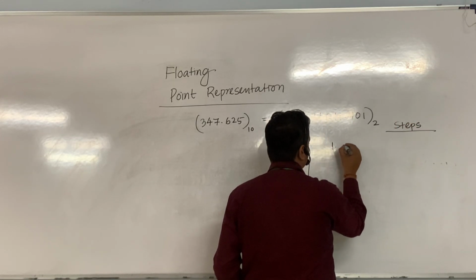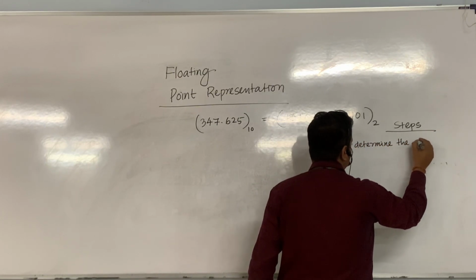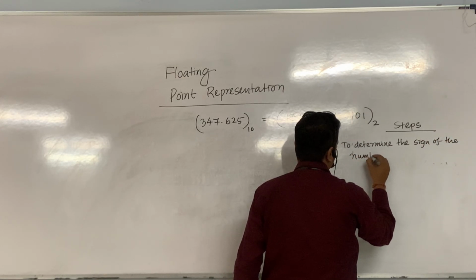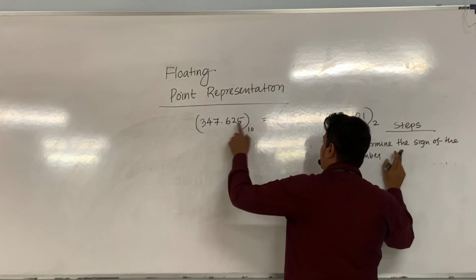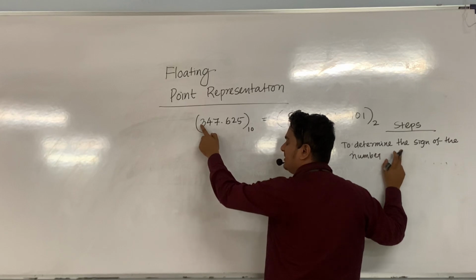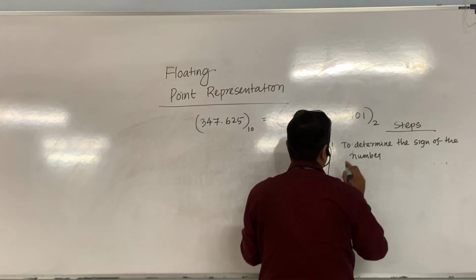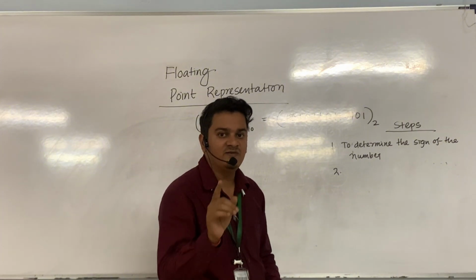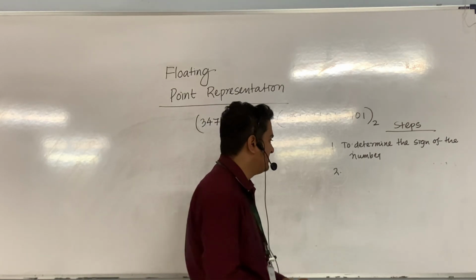The first step is to determine the sign of the number. Here the sign of the number is positive because nothing has been mentioned. If I had written a minus sign here, it would have been negative. But nothing has been mentioned, so this is a positive number. The second point we have to remember: for a positive number the sign bit is given as 0, and for a negative number it is given as 1.